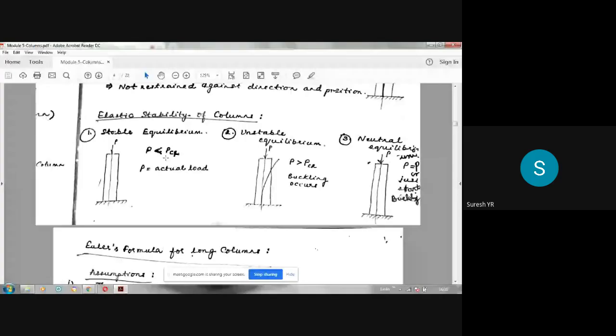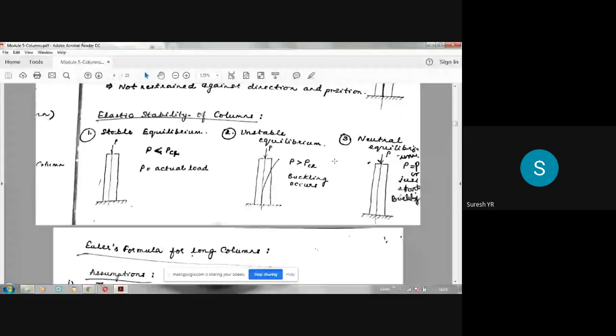If the actual load is less than the crippling load, then it is stable. That means it is strong. It won't fail. So PCR is nothing but the strength of the column. It gives a value of the strength of the column, whereas this P is the load acting on the column. If the load acting on the column is less than the strength of the column, definitely it won't fail.